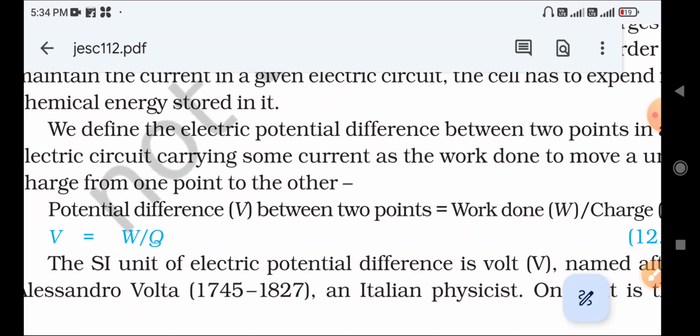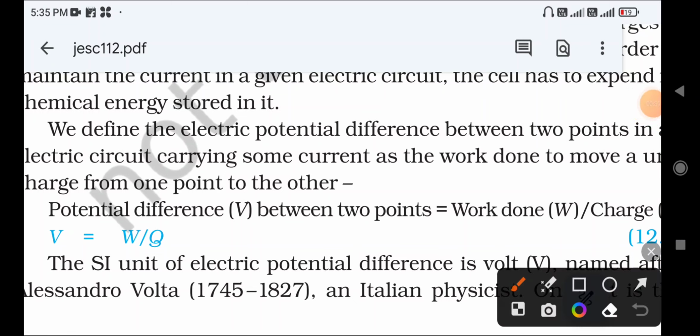In a previous video, we discussed the meaning of potential difference or electric potential difference, correct? An electric current flows due to the motion of charges. When there is a potential difference, only then will the electric charges move, and the motion of charges constitutes the electric current. We discussed it, right? So next, what is the definition of potential difference?